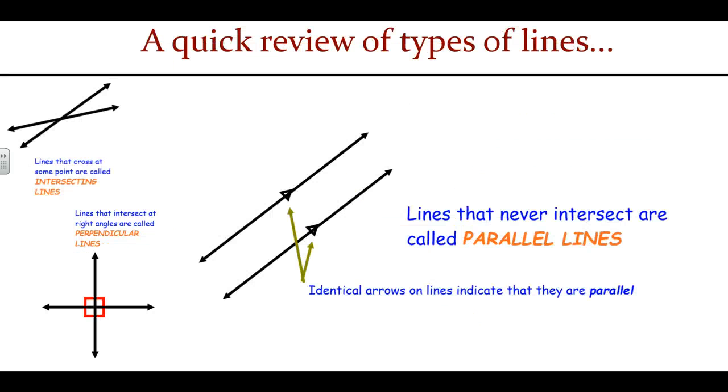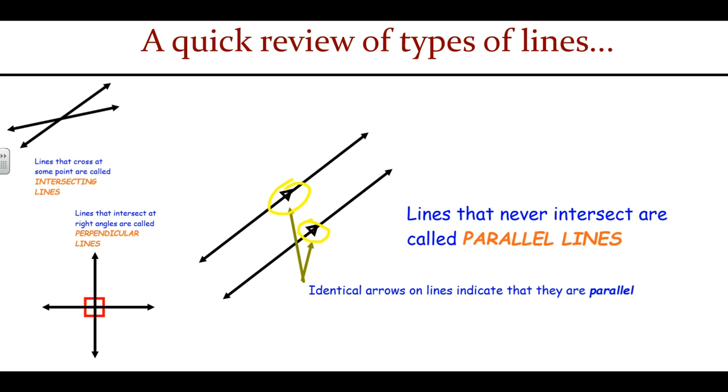And just like we use hash marks to indicate identical sides, and how we use red squares or just squares in corners to represent right angles, we have arrows that we use to represent parallel lines. And so just like hash marks, they need to be the same number, the same color, the same size, etc. to represent that lines are parallel.